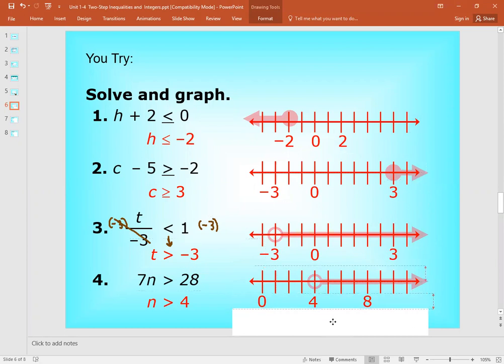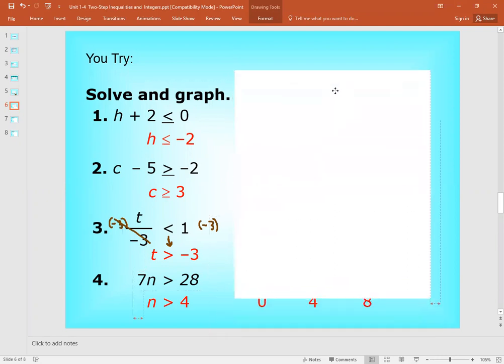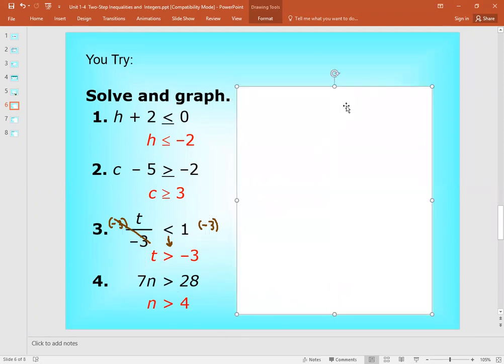So the same thing applies when you have multi-steps. You simply solve your equations, and if you multiply or divide by a negative number, you change your sign.